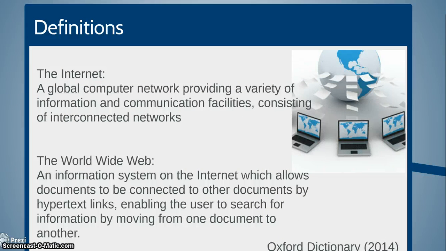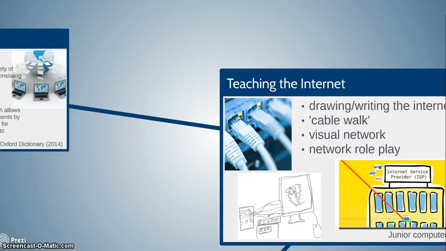Children often do not know the difference between the internet and the web. This can lead to misconceptions. It is important to be clear about the difference between the two. These are the clear definitions according to the Oxford Dictionary, which may have to be simplified for children.